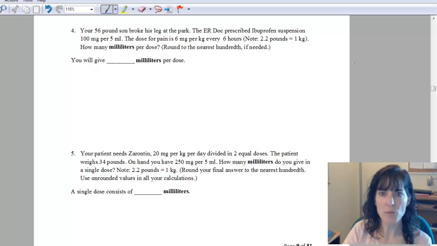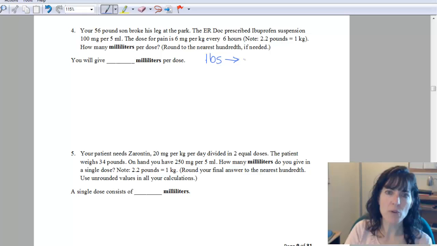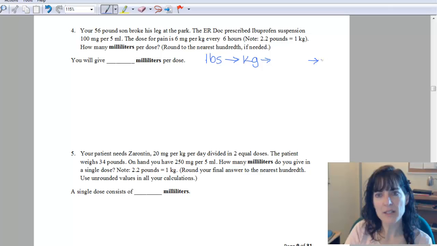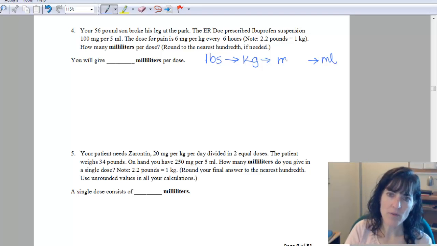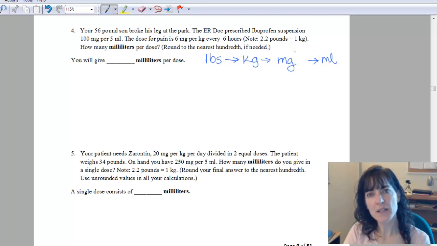And so we need to get to milliliters. So I'm just going to make myself a little diagram of my work, what I have to do. I'm starting with pounds. So this boy is weighed in pounds. First, I will need to convert that to kilograms, I'm pretty sure. And at the very end, I want to have milliliters, and I see that here. But I don't think I have anything that goes from kilograms to milliliters. But I do have milligrams and kilograms mentioned here, so that might help me if I go to milligrams next and then to milliliters.